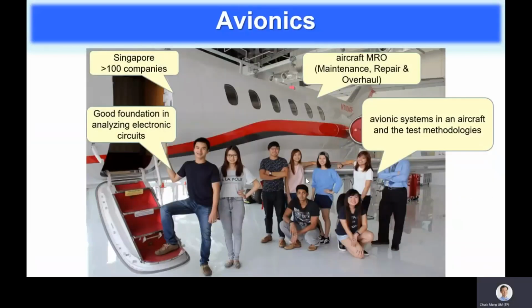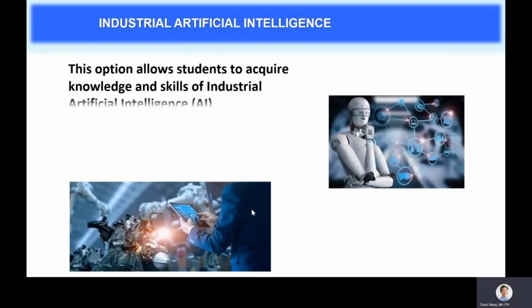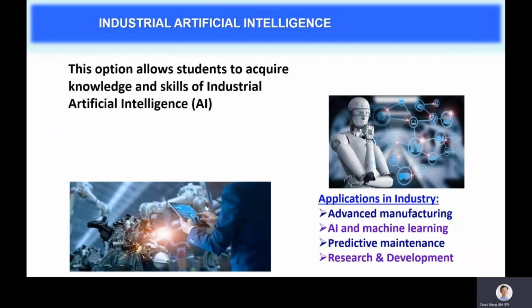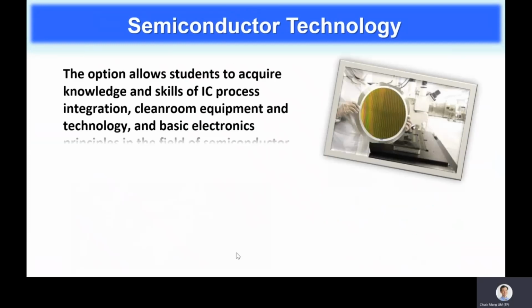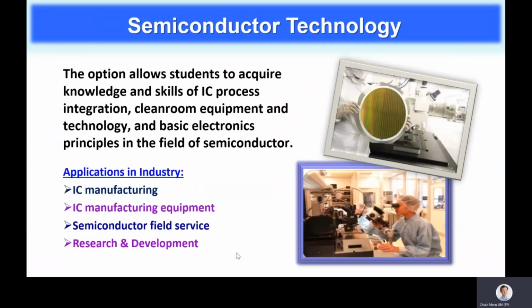Those who are interested in aerospace, you can choose the avionics cluster elective. Those who are interested in artificial intelligence to build smart systems, you can choose the industrial artificial intelligence cluster elective. Those who are interested in how some of these sophisticated integrated circuits are being made for your handphone, for electric vehicles, and many sophisticated systems, you can choose the semiconductor technology.